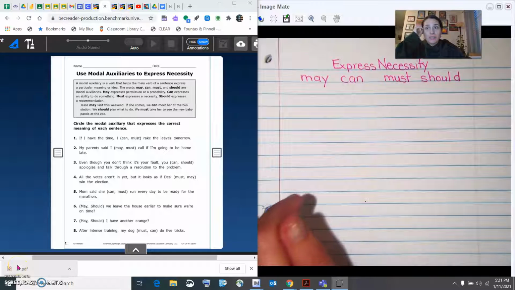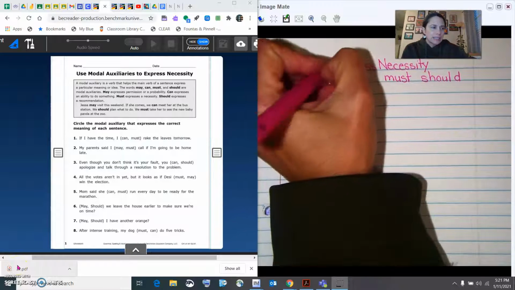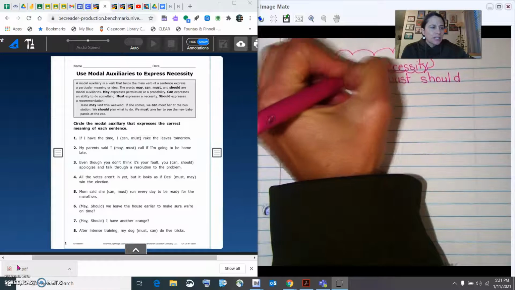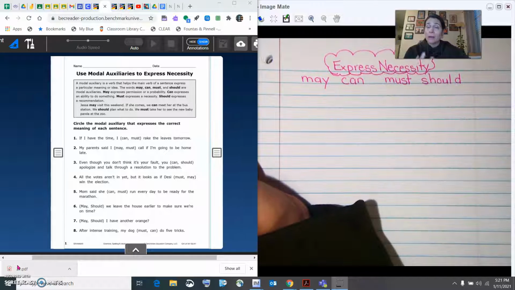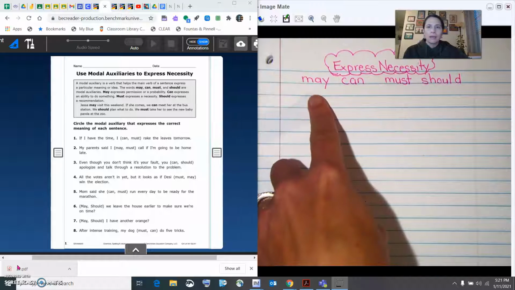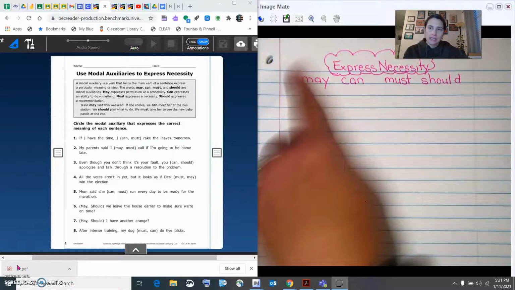All right, so for today's grammar, we're going to be talking about words that express necessity. We're going to be talking about which word makes more sense and is the right meaning when we're looking at them in sentences. And we're going to be looking at 4 words: may, can, must, and should. So I want you to write these down.